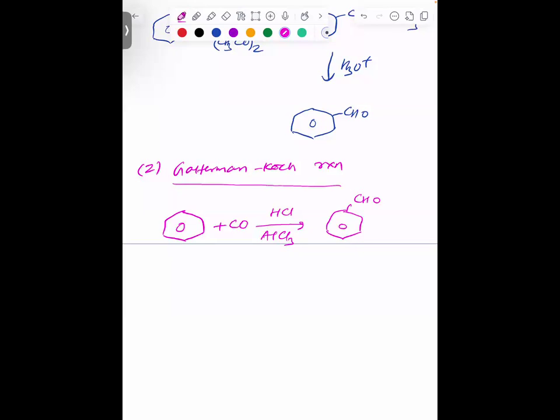Can you write the mechanism, student? Just take 1 minute, try the mechanism. Quick, try the mechanism. Are you writing?